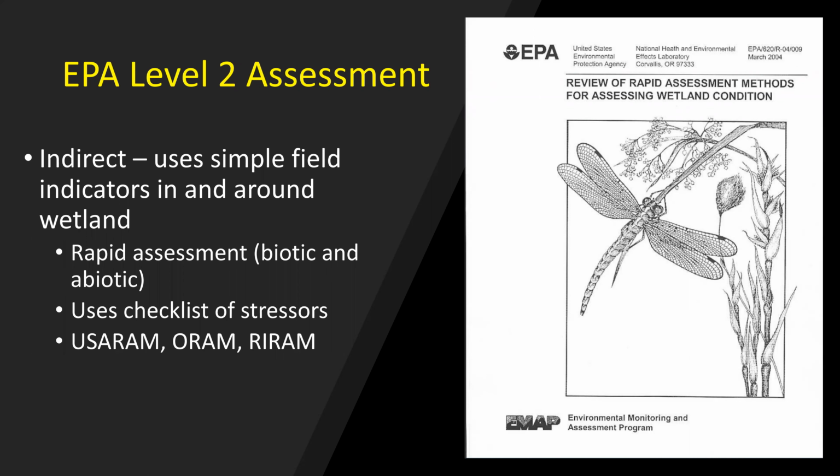Now you're getting out of your office in your air conditioner, but you're still going to drive to the wetland. You might go to the fringe of the wetland and look at it. You might have to go inside, but you're not spending a whole lot of time. The idea is this is a rapid method. You can actually do this in about 20 minutes to half an hour. And these methods are well established. The United States has what is called the USA RAM. Ohio has its ORAM. Rhode Island has its RIRAM, and so on. And somebody's developing that for Oklahoma as well.